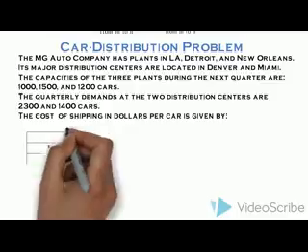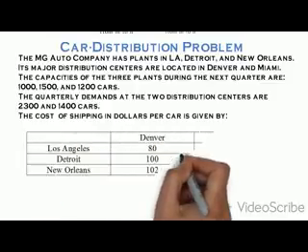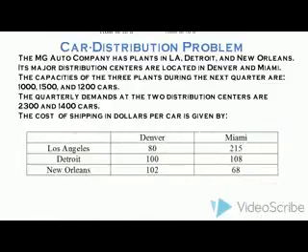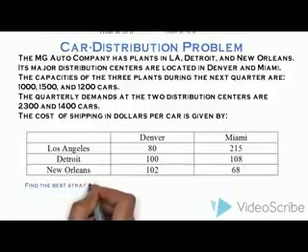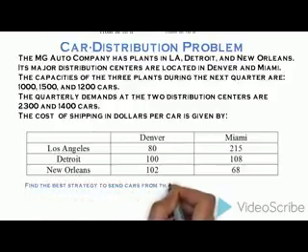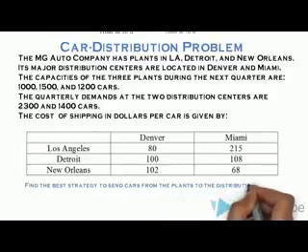The cost of shipping in dollars per car is given in the table. To ship one unit from Los Angeles to Denver costs $80, and from Los Angeles to Miami it costs $215. Similarly, the costs are given for the Detroit and New Orleans plants to deliver to Denver and Miami. The question is to find the best strategy to send cars from the plants to the distribution centers with the minimum possible cost.